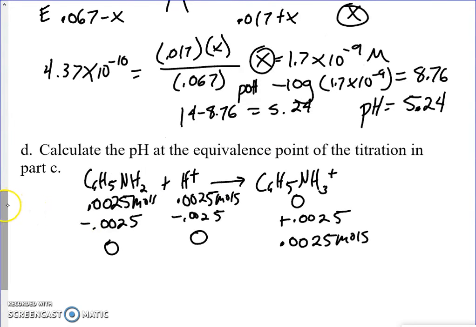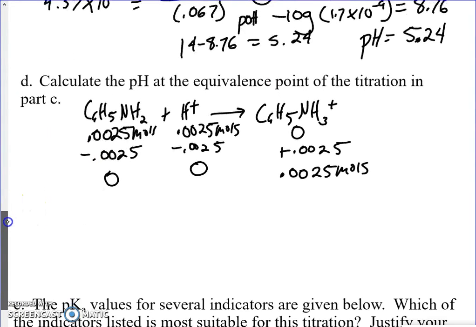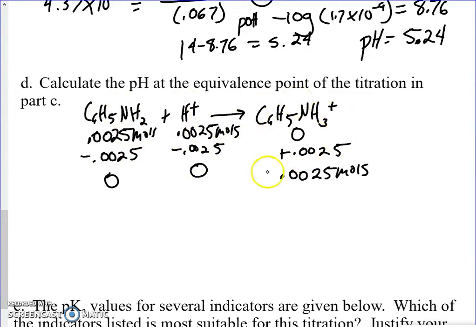Okay, so now from here, check out what we have left. Base is gone, acid is gone, we have the conjugate acid left. So we have to ask ourselves, is the conjugate acid going to react in water? Our answer is yes, because it's coming from a weak base. So let's look at that reaction. Let's see if we can write that reaction.